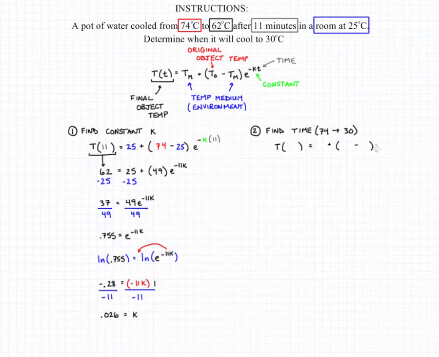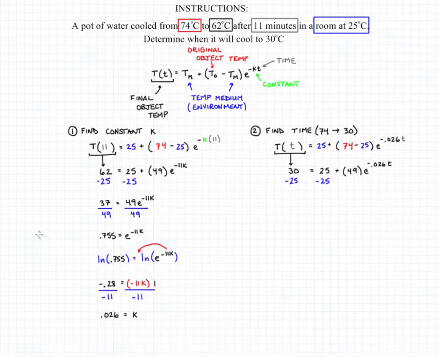So we're looking for a time in this situation. We know the room temperature is the same. We know the initial temperature was the same. What we're trying to figure out is if we need it to cool to 30, how long do we have to leave it there? So T of t is the final temperature that we want, so we want that to be 30. That's going to equal 25 plus, again, 49 times e raised to the negative 0.026, our k, times t.